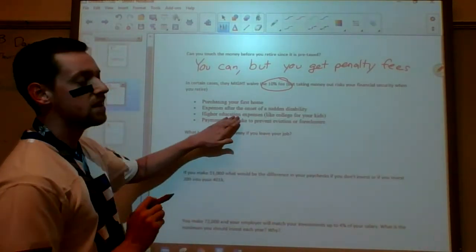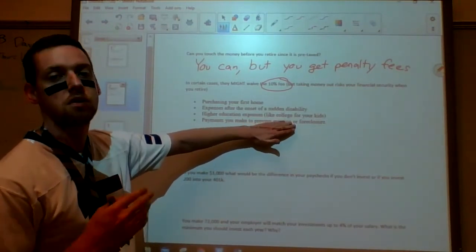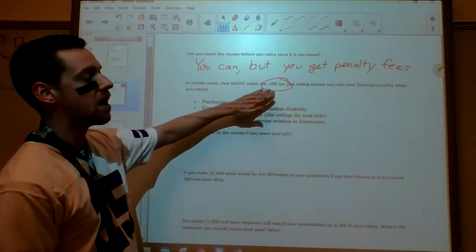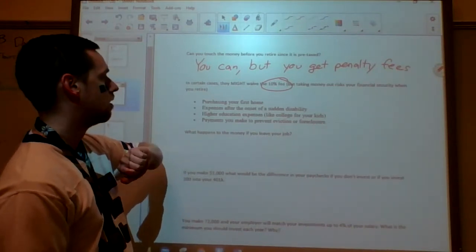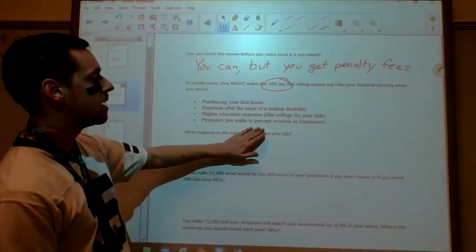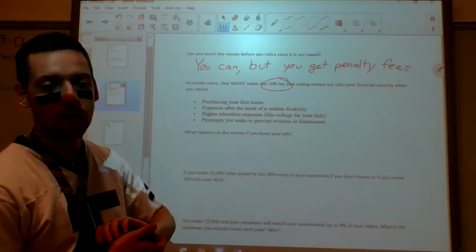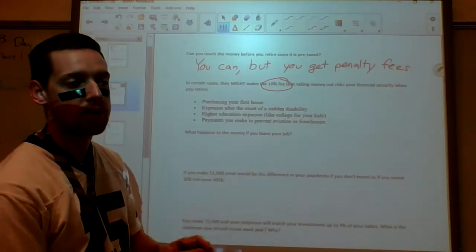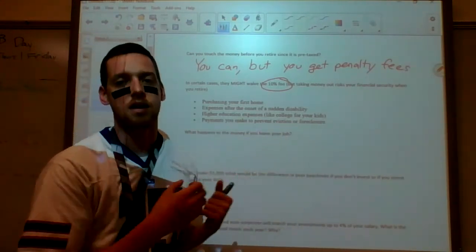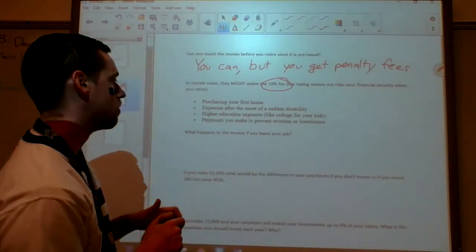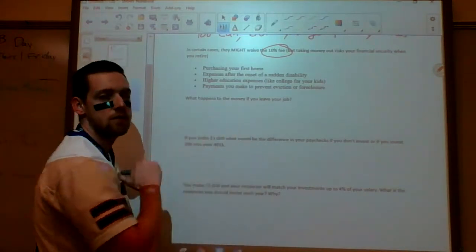Right? In some cases, if your kids have a lot of student loan debts, they may allow you to dip in without penalty, but not always. And in some cases, if it prevents eviction or foreclosure, they might waive the fee. If you can't make your payments currently, but you have $10,000 that you can't touch that's in your retirement, they might allow you to take that out for those situations. Okay? What happens to your money if you leave your job?